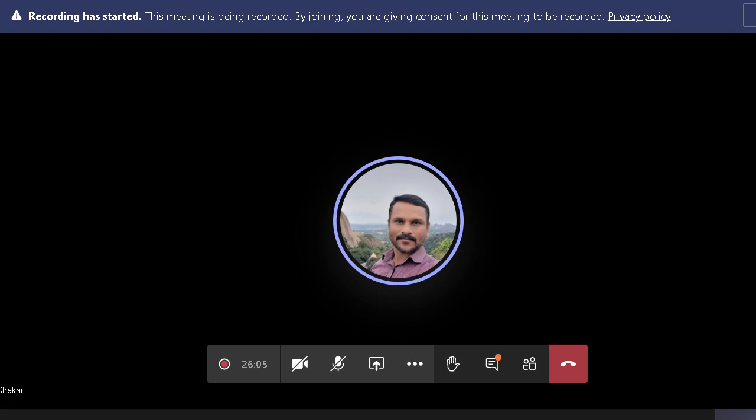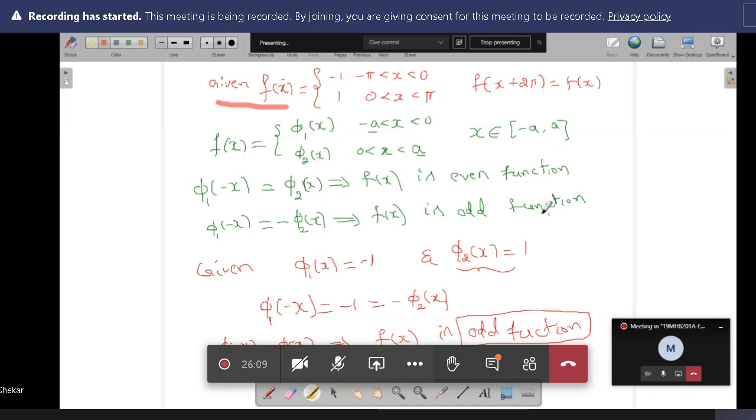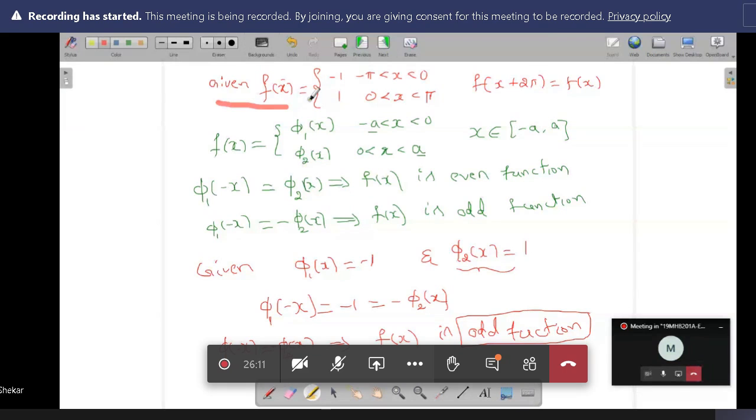Now I hope you can view this screen. Given f of x is minus 1 in the interval minus pi to 0 and 1 in the interval 0 to pi. This example I have taken from the PDF that was provided to you. This function is periodic, and its period is 2 pi.